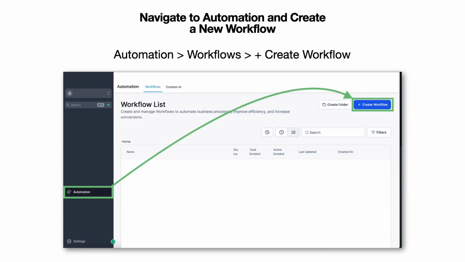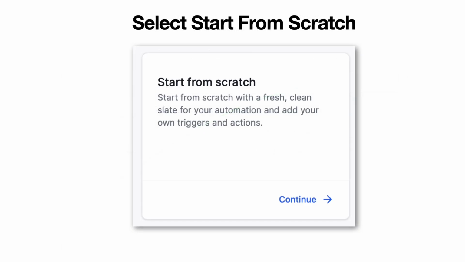So first, I want you to navigate to the Automation area in the left-hand menu and then create a new workflow. First, you're going to go to Automation. You're going to make sure that you're in the workflow area, and then you're going to click plus create workflow. For this example, we're going to go ahead and start from scratch.